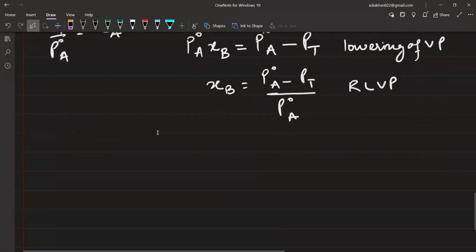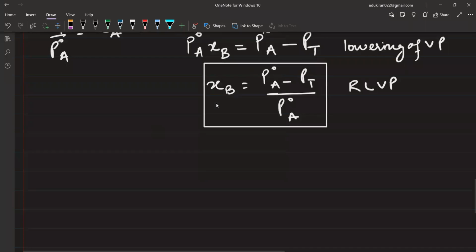Now, let us look at this equation. You have to remember this equation. This equation is important. This is known as relative lowering of vapor pressure. Another equation can be made from it. We will write chi B in the expanded form.